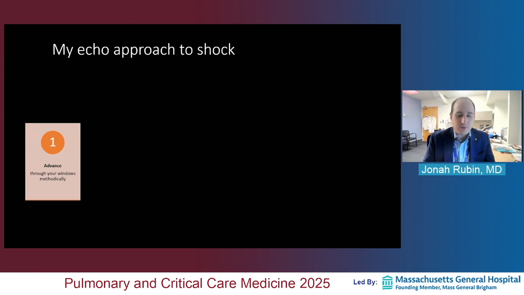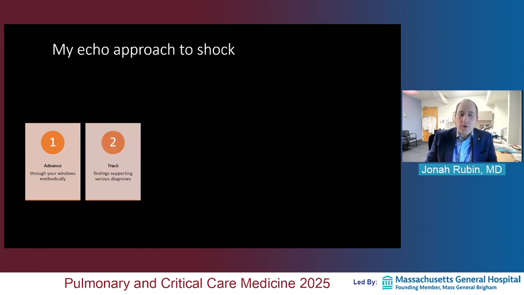In fact, when you hear it, it'll be probably intuitive, but it's actually, I think, important to say. And so I will. So the first step is to go through all the windows methodically. So for basic echo, these are the 4 to 5 basic views. Go through them intentionally, methodically, so that you don't have to keep going back and forth between them and you remain efficient. And as you're going through each window, you want to track findings that support various diagnoses.